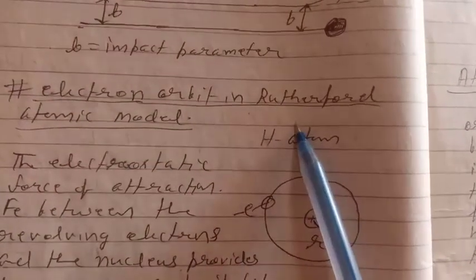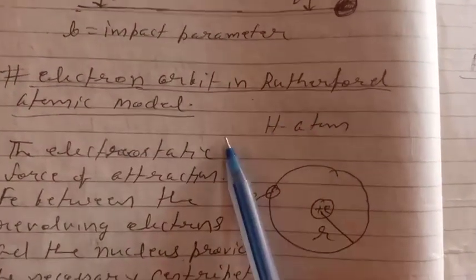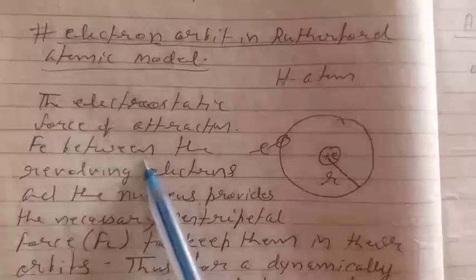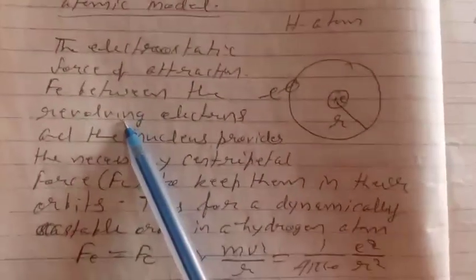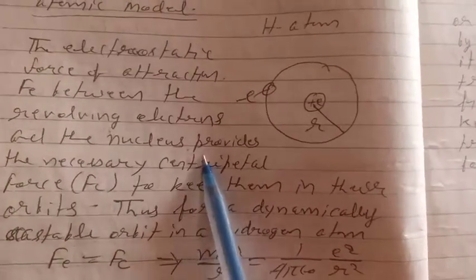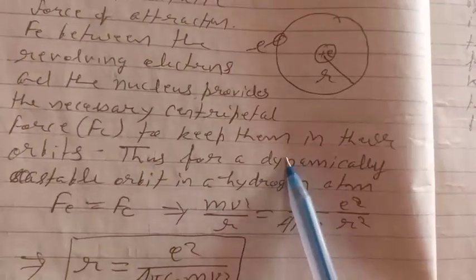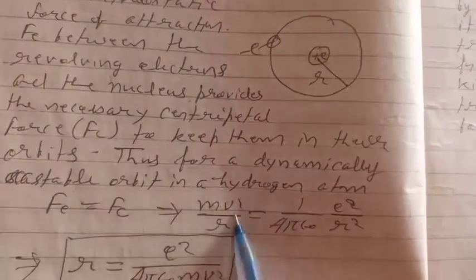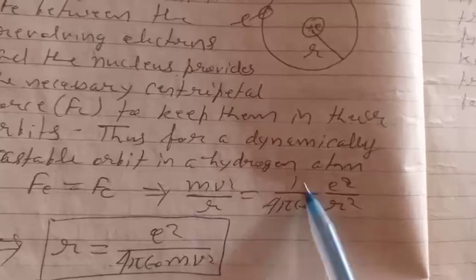Electrons orbit in the Rutherford atomic model. The electrostatic force of attraction Fe between the revolving electrons and the nucleus provides the necessary centripetal force Fc to keep them in their orbit. Thus, for a dynamically stable orbit in hydrogen atom, Fe equals Fc, or mv²/r equals 1/(4πε₀) e²/r². This implies r equals e²/(4πε₀mv²).